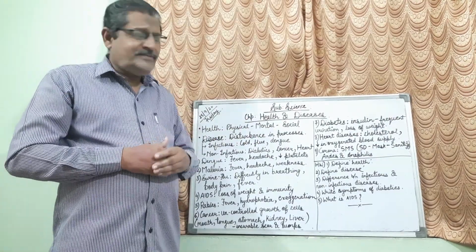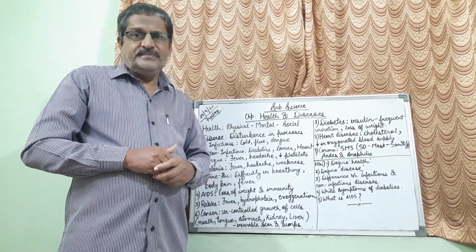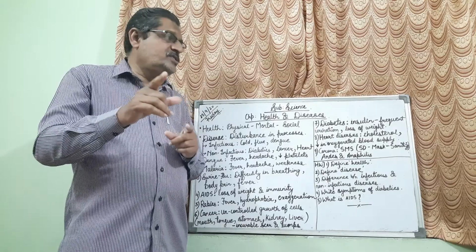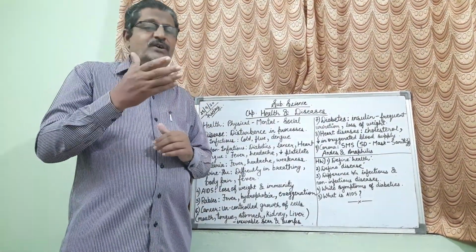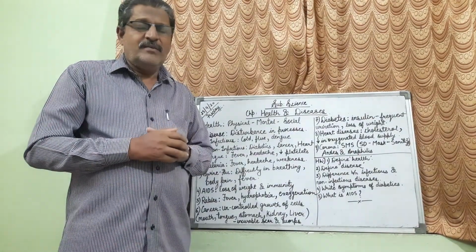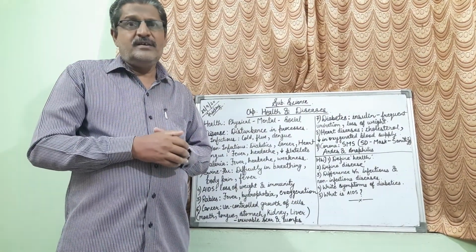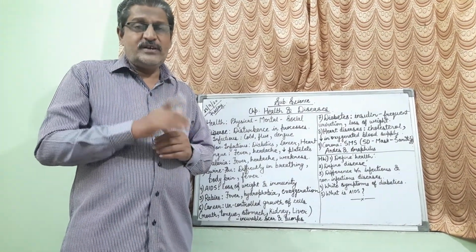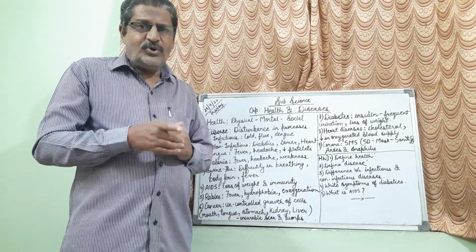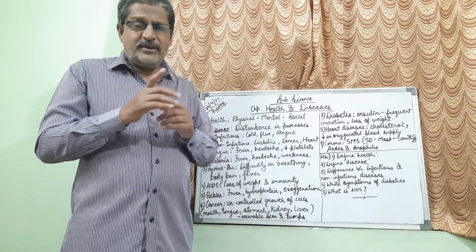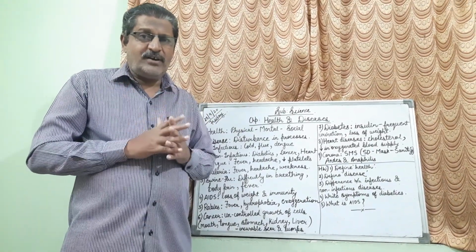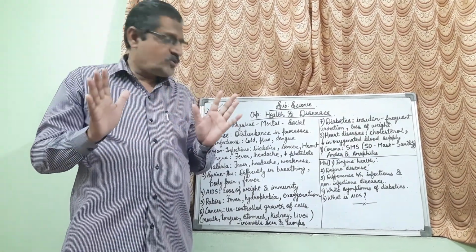Next one is corona. Now this disease is not mentioned in the book, but then also I am giving you the information about the disease because it is very necessary. You should know what is corona. You should know how corona can be prevented. You should know what is the treatment of corona. Is there any treatment or not? All these things should be clear to you.